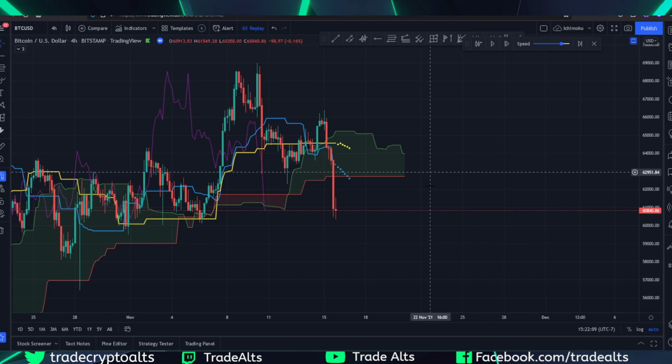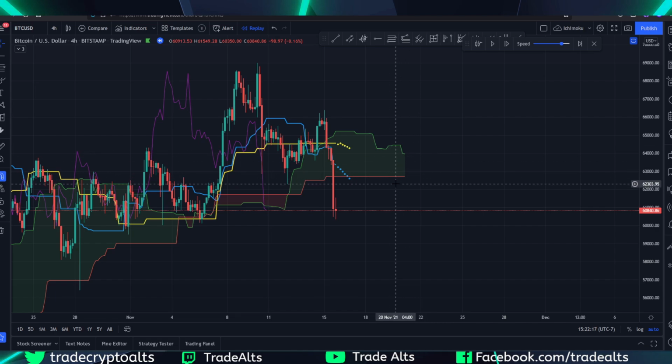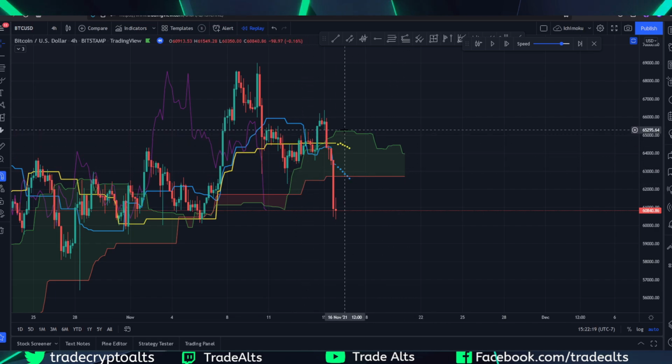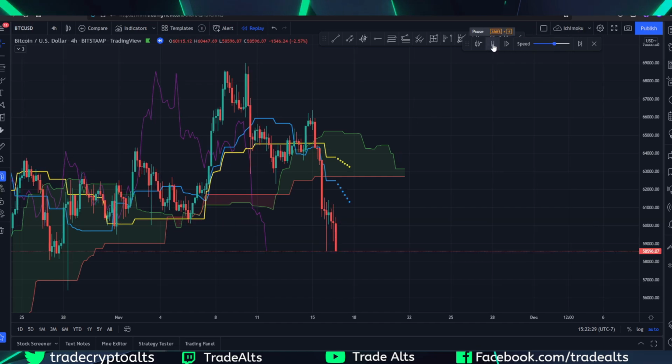So let's stop it for a second. Right away, obviously, there's a very significant move down here, but you can tell that your cloud is still bullish, so you would not have that full confirmation trade yet. Better slow it down just a little bit. Cloud is still bullish.